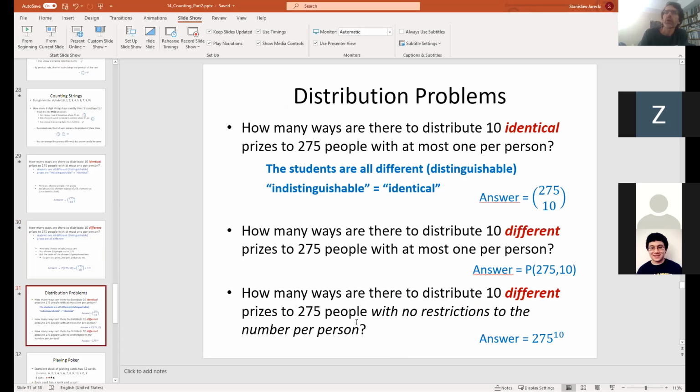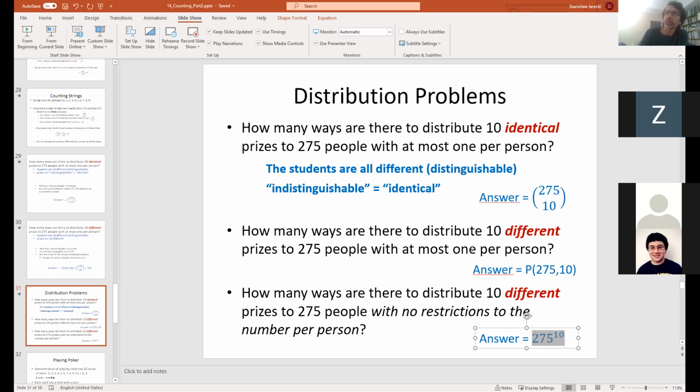And now, what if you had different prizes, but you remove the restriction that the same person cannot get two prizes? Well, this would be just taking any string of length 10 out of an alphabet of 275 characters, because the same character, a student, can occur many times in the sequence, because there are 10 different prizes.